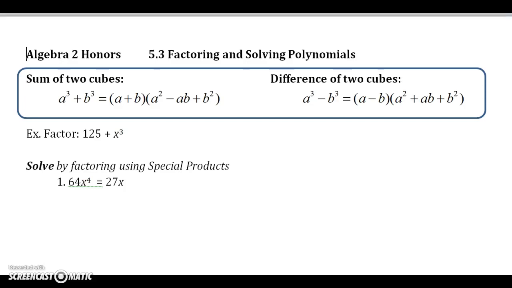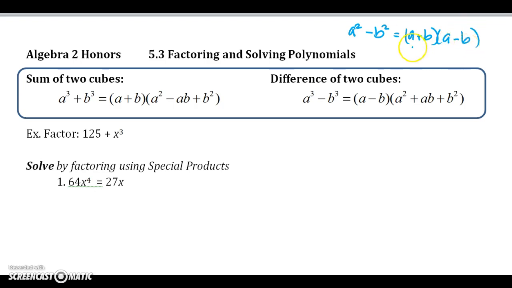Okay, hello beautiful people. This is 5.3, factoring and solving polynomials. So previously, in previous lessons, we learned about the difference of two squares, for example, and that special pattern was a squared minus b squared is equal to a plus b times a minus b.